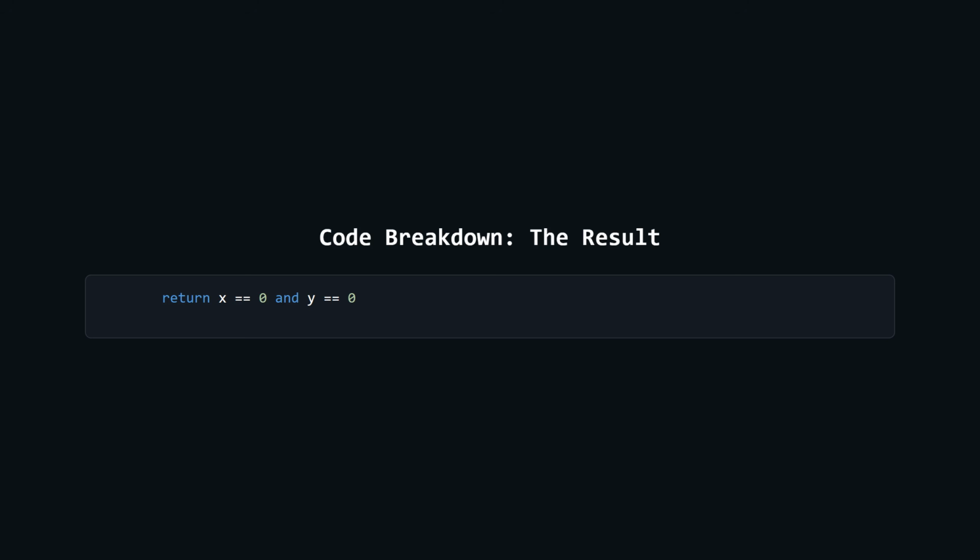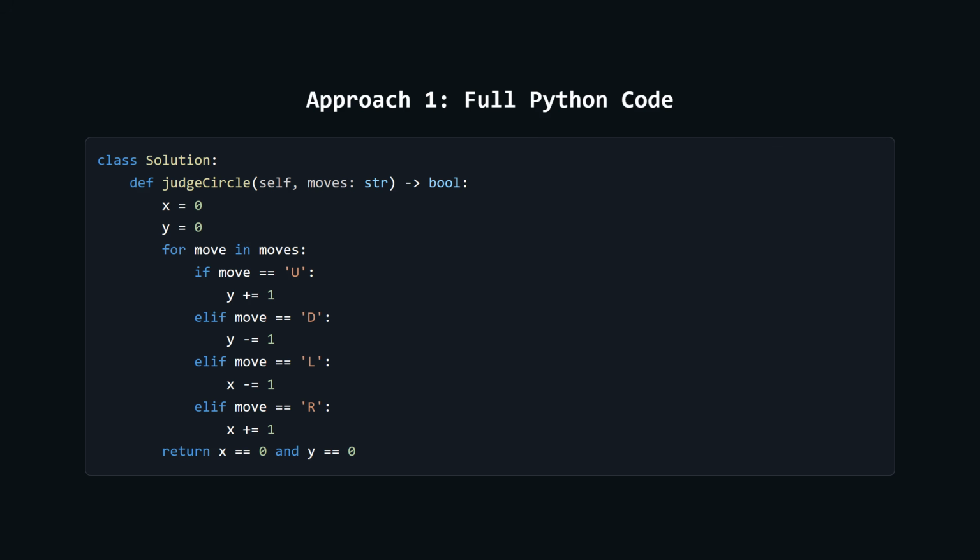Finally, when the loop is totally done, we just check, is our x counter exactly 0? And is our y counter exactly 0? If both are 0, it returns true. Here is the complete Python solution put together. It's very straightforward once you break it into small pieces.